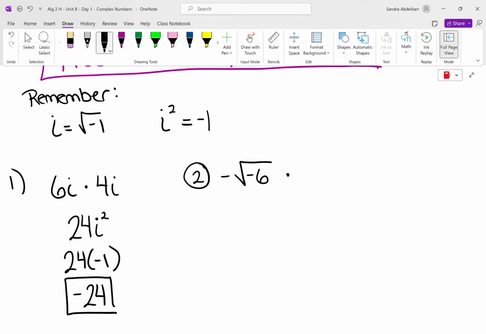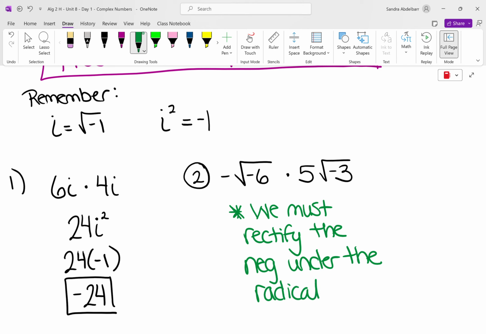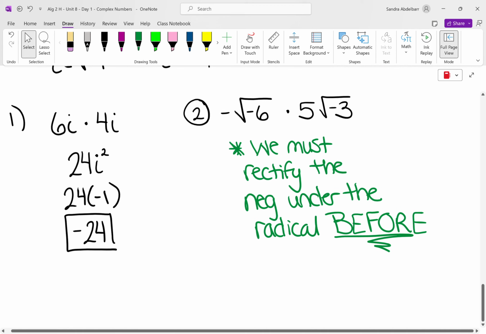If I have negative root of negative 6 times 5 times the root of negative 3, this is a big, big deal here. Big, big deal. You must, or we must, rectify the negative under the radical before we multiply.